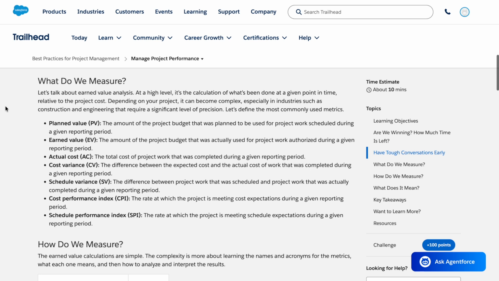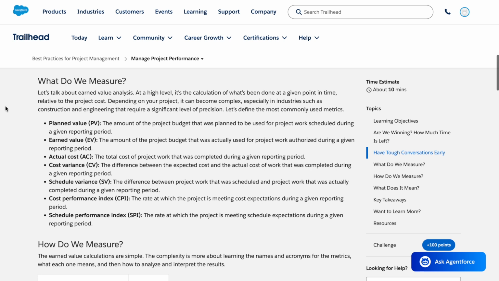Planned value, PV, the amount of the project budget that was planned to be used for project work scheduled during a given reporting period. Earned value, EV, the amount of the project budget that was actually used for project work authorized during a given reporting period. Actual cost, AC, the total cost of project work that was completed during a given reporting period.